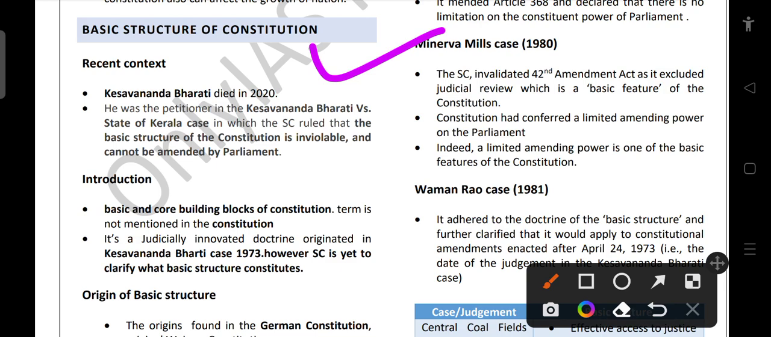Kesavananda Bharati recently died in 2020. Whenever we hear the term basic structure doctrine, we remember the Kesavananda Bharati case, right? He was a petitioner in Kesavananda Bharati versus the State of Kerala case, in which the Supreme Court ruled that the basic structure of the Constitution is inviolable and cannot be amended by Parliament.